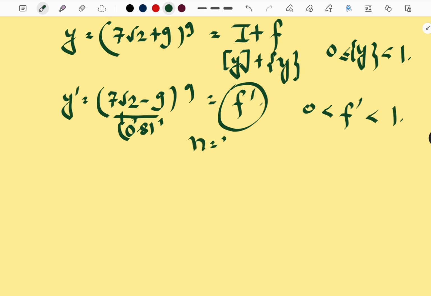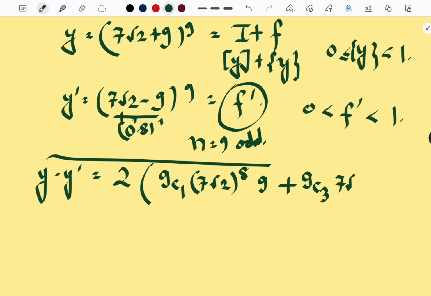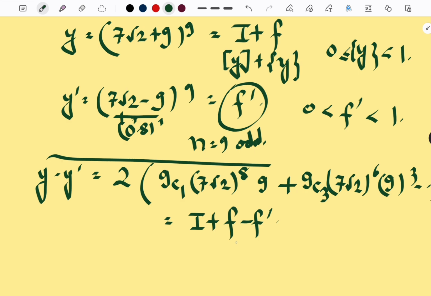Now again n = 9, odd. So what are we going to consider? y - y' = 2 into something. What will this something be? 9C1 (7√2)^8 · 9^1 plus 9C3 (7√2)^6 · 9^3, and it goes on, which is equal to I + f - f'. Now again this will be 0, so obviously I is even, therefore the GIF of y is even.